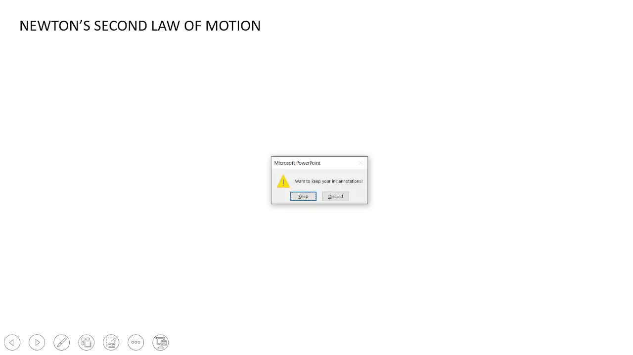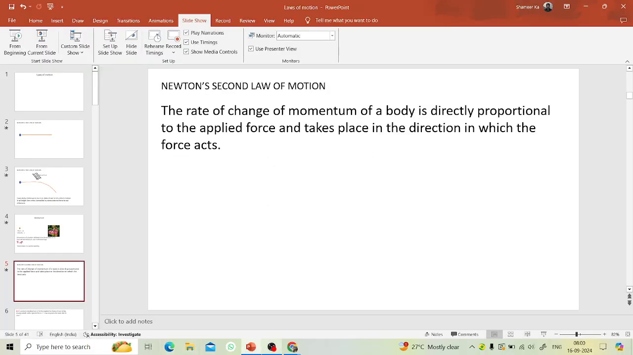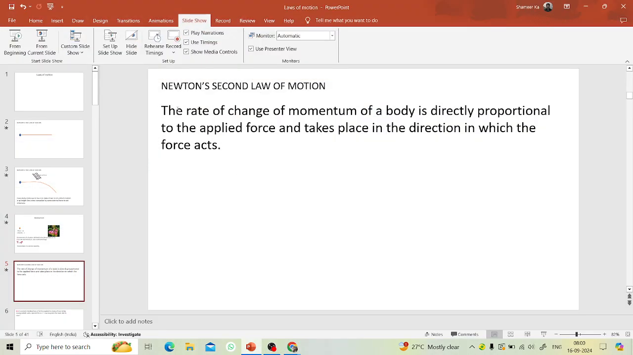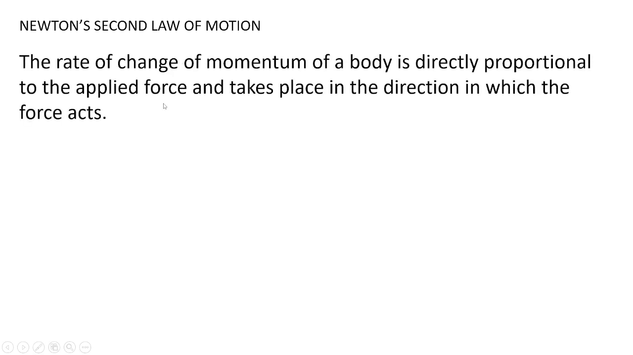Rate of change of momentum is proportional to force acting. Rate of change of momentum, right? Yes. Newton's second law of motion. The statement is important. I will read it. The rate of change of momentum of a body is directly proportional to the applied force and takes place in the direction in which the force acts. Have you got any idea? Trisha, have you got any idea?